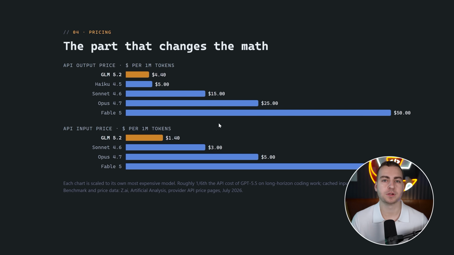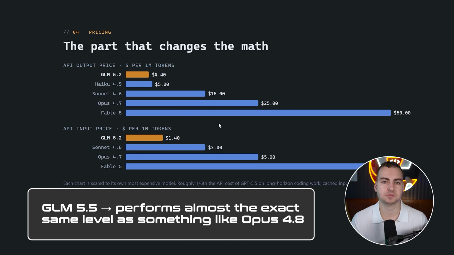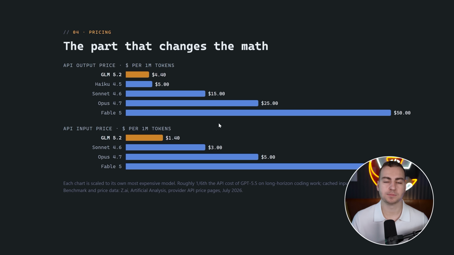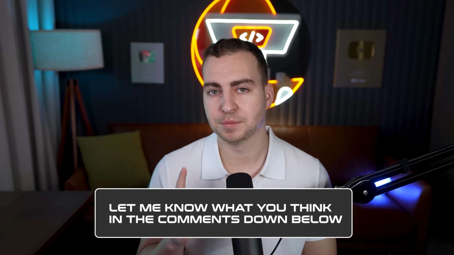And in my experience, this performs almost the exact same level as something like Opus 4.8, except it's faster, it's cheaper, and you can just use it for longer because you're not going to run into the same limits that you would if you had, for example, the $20 per month Anthropic subscription. So with all that said, let's go to the computer, let me show you how to set it up, and then you can test it for yourself and let me know what you think in the comments down below.